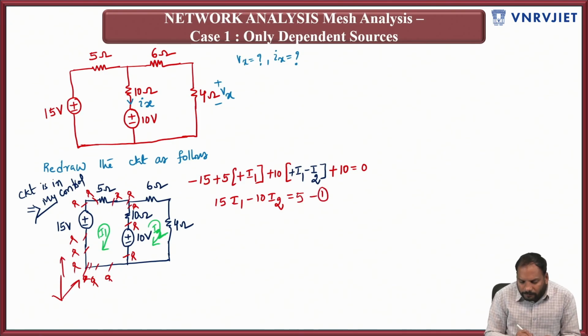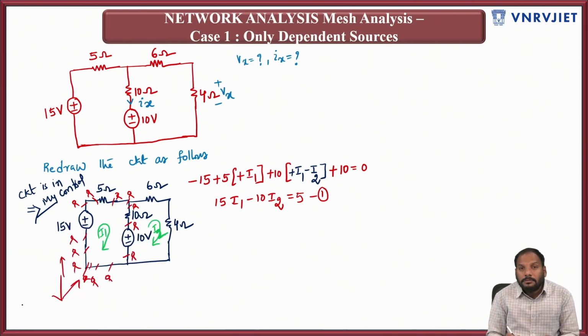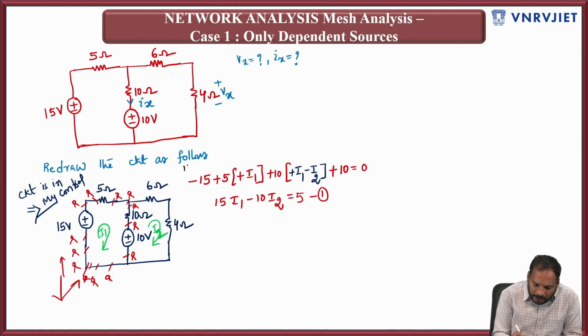Take it as equation 1. Okay, now I will try to show you with the black color. So I'll try to walk in the second loop to apply KVL. This is KVL in the first loop, this is KVL in the second loop.